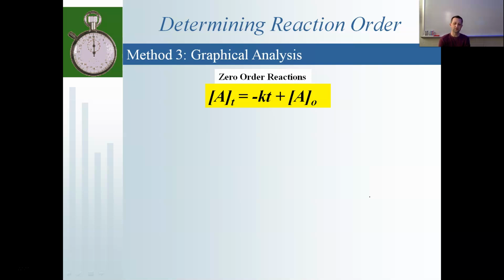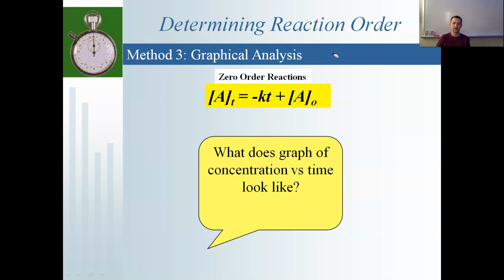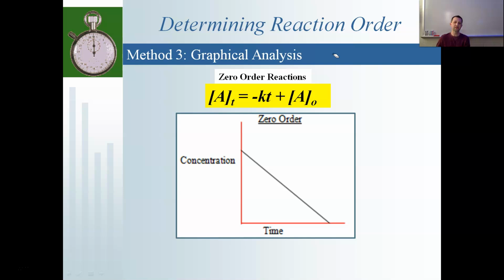All I did was move the a sub 0 over here to the right-hand side of the equal sign, so I could make my equation in the form of a certain format here. So what's the graph of concentration versus time look like for zero order reactions? Concentration versus time looks like this, and what we end up with is a straight line, and that's very important.